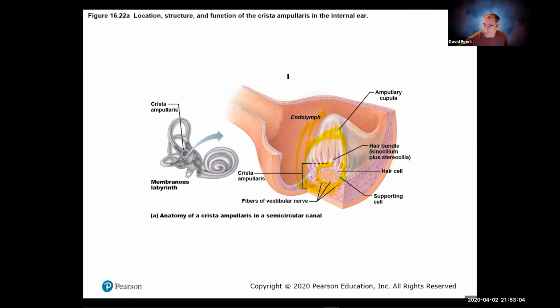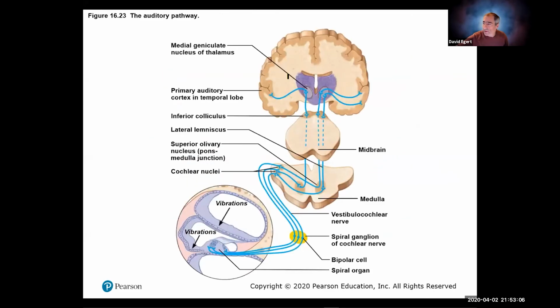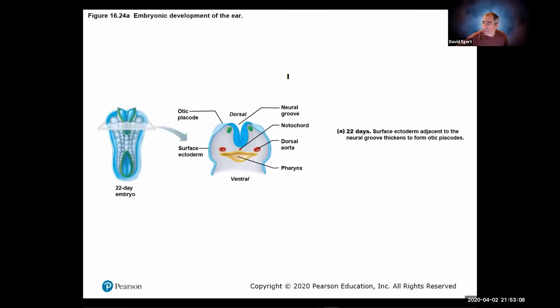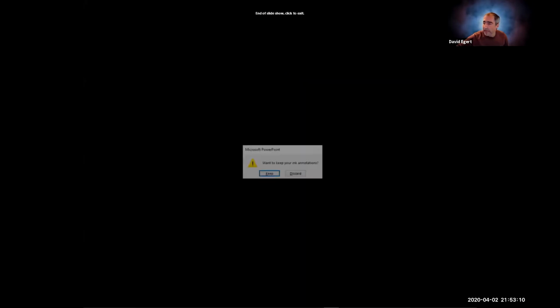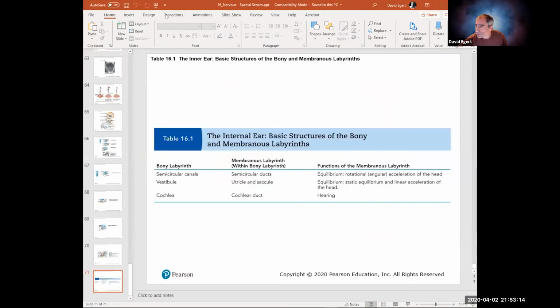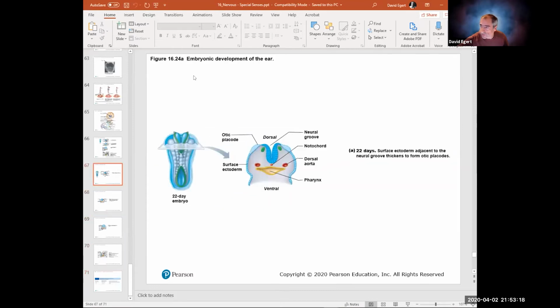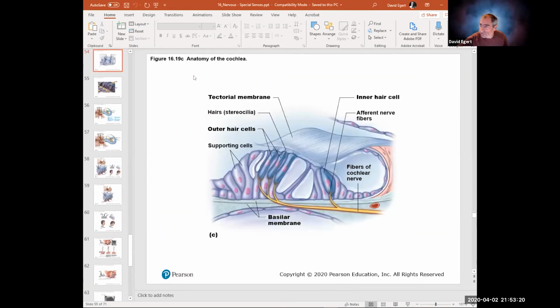And so now let's get to the ear. Back. Let's go, what happened to the ear? There it is.